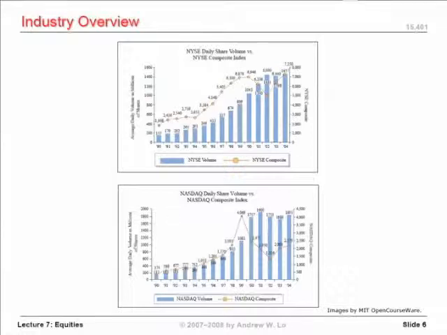Electronic order routing, electronic trading, all of these technologies have caused this kind of increase in equity market trading over the last several years. So today, as an individual investor, you can trade much more quickly, much more cheaply, and much more easily than ever before. So consumers have benefited a great deal.